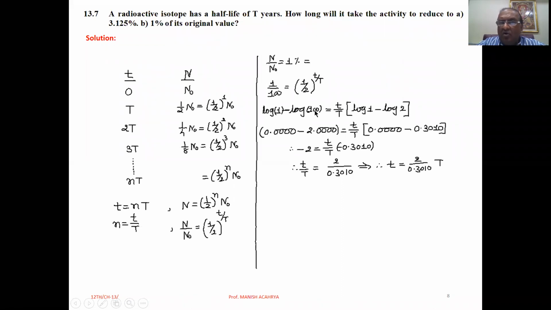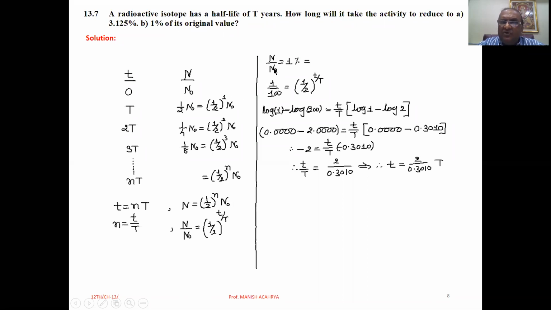So now take log on both the sides. So log 1 minus log 100 is t by capital T into log 1 minus log 2. Substitute the values of log, then solve it. You will get small t equal to 2 by 0.3010 into capital T, means after this much time, 1% of the original value will be there for the activity.